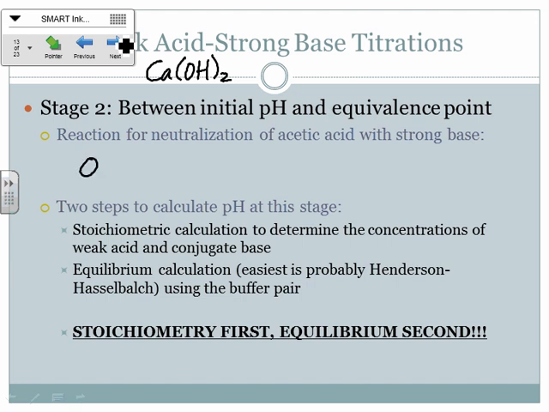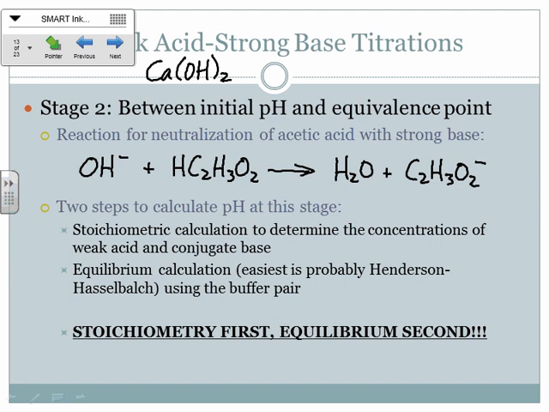So then the reaction for the neutralization of the acetic acid, we've got OH minus that we're adding to that solution. And the OH minus is going to react with the acetic acid. So what is that going to produce when those two things react? It's going to produce water and acetate. Okay, H2O and the acetate ion, C2H3O2 minus.